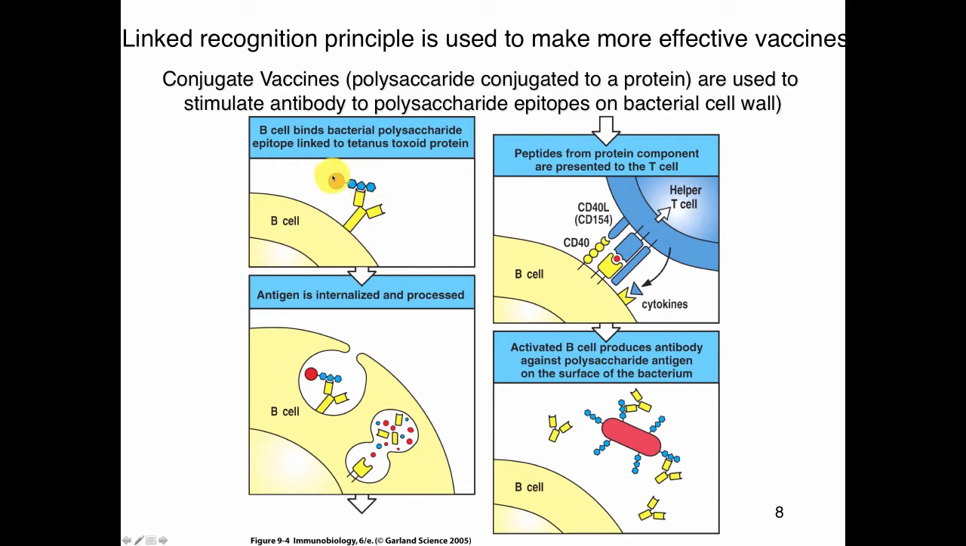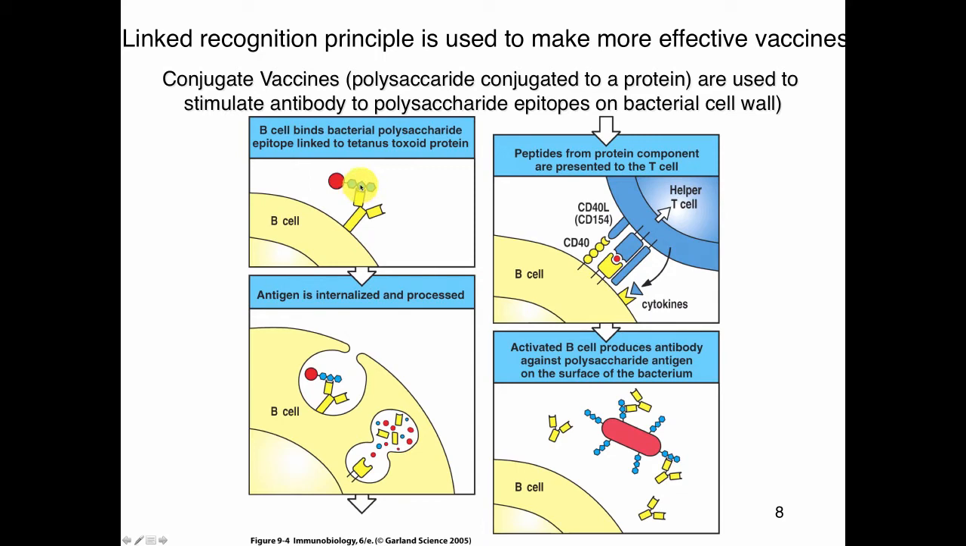the tetanus toxoid protein, and the B cell receptor in this case is specific for the bacterial polysaccharide epitope. And what's happening here is that the B cell receptor recognizes the polysaccharide epitope, internalizes the complex, both the polysaccharide epitope and the carrier protein, this tetanus toxoid protein, and breaks up the protein into peptides. Some of those peptides are presented on MHC class II molecules. T cells specific for the tetanus toxoid protein will provide help to the B cell, but a consequence of that help is for the B cell to secrete antibody, and the antibody is specific for the bacterial polysaccharide epitope.